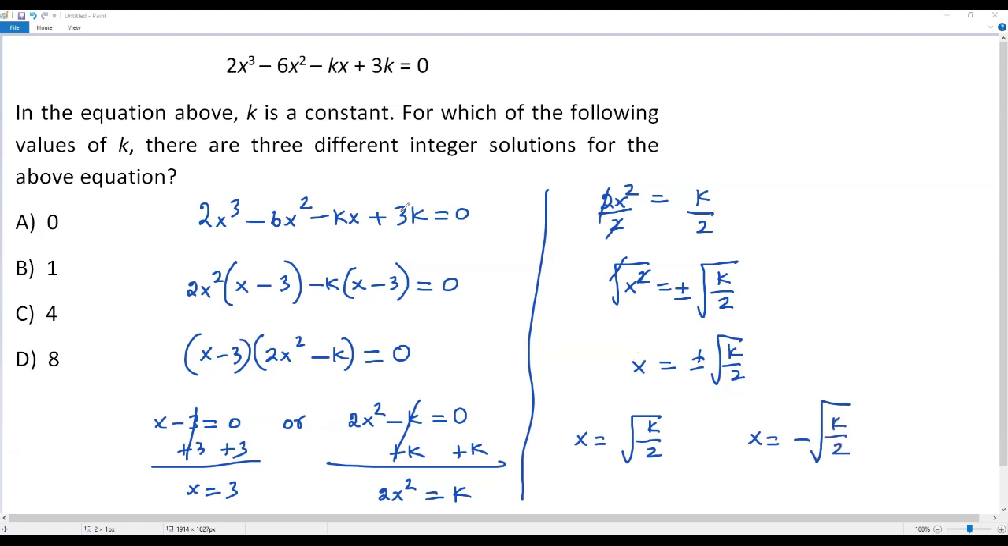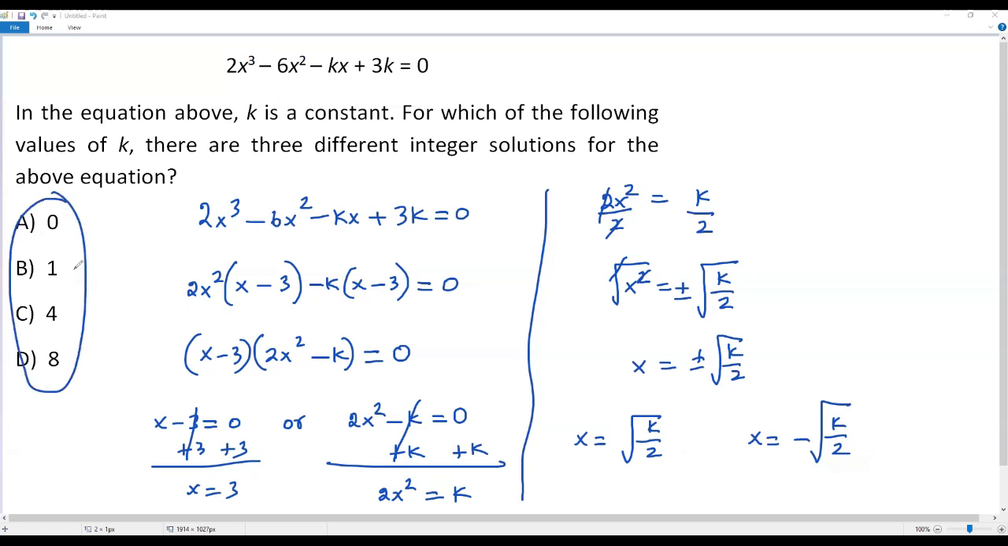Okay, now, there must be three different integer solutions, and we already have one integer solution. So these two solutions must be integer solutions. I mean, the value of square root of k over 2 and the value of negative square root of k over 2 must be integers. According to that, we have to find the value of k in the given answer choices.